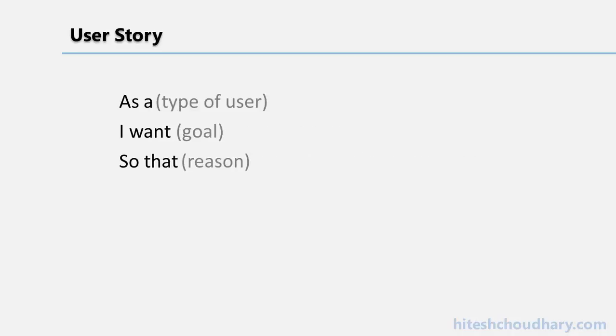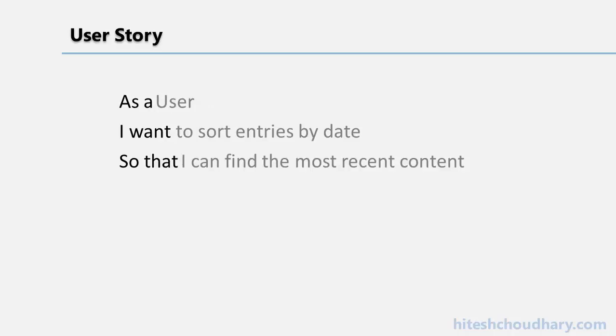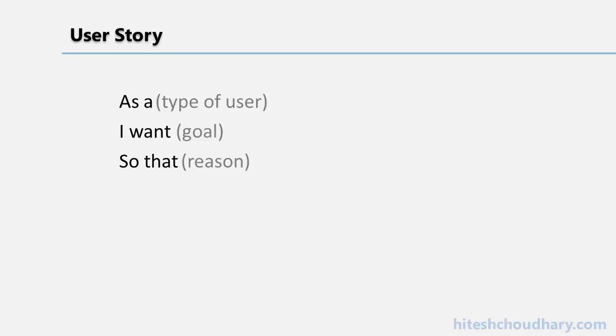The idea is you can quickly brainstorm a lot of user stories, even quite particular ones. As a user, I want to sort entries by date so I can find the most recent content. We could be describing big goals. We could be describing small but important specifics like this. We are still focused on intention.